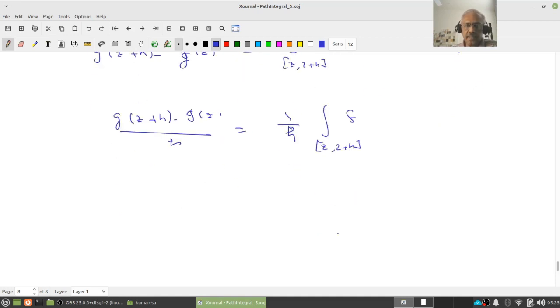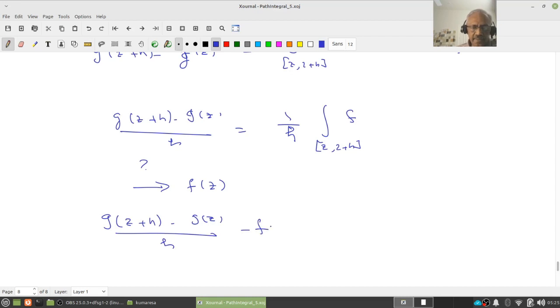Now what do I want to show? I want to show it converges to f of z. Therefore, what should I estimate? I should estimate g of z plus h minus g of z by h, minus f of z. Therefore, I have to estimate 1 by h times the integral of f from z to z plus h, minus f of z.